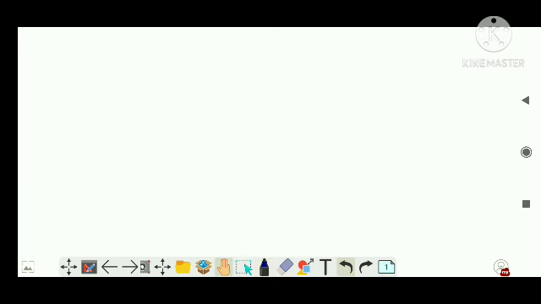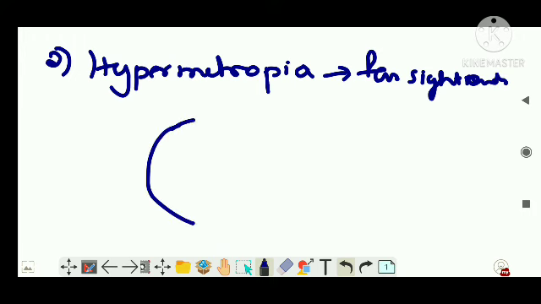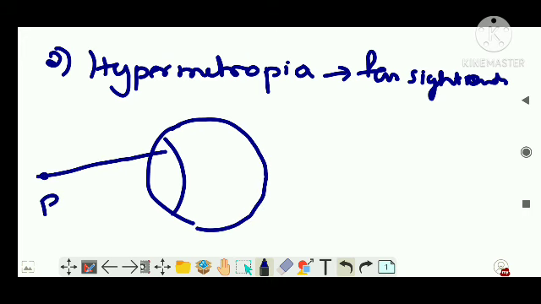Clear? Now the next one which you are going to deal with is hypermetropia, right? What is hypermetropia? Its another name is farsightedness. That means I can see far objects but I will not be able to see nearby objects, right? So if I draw the eye, this will be the lens. Let's say this is the object P, falls like this.